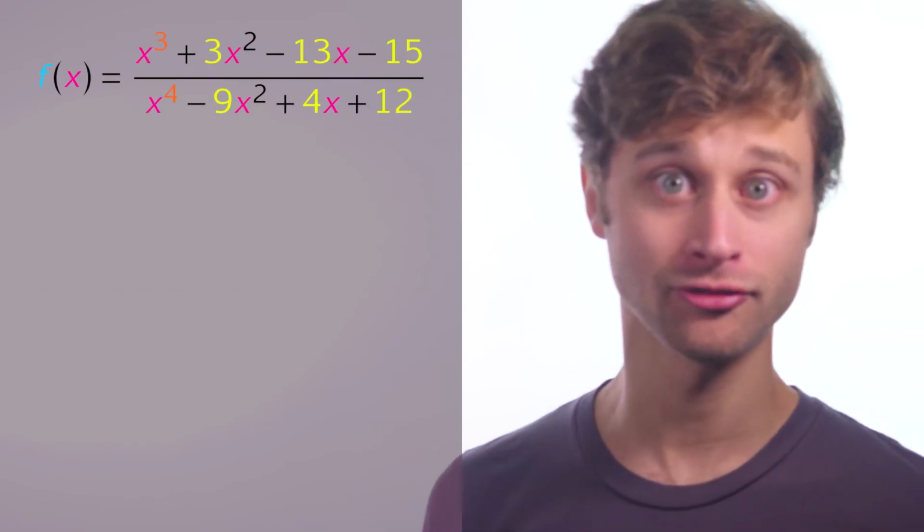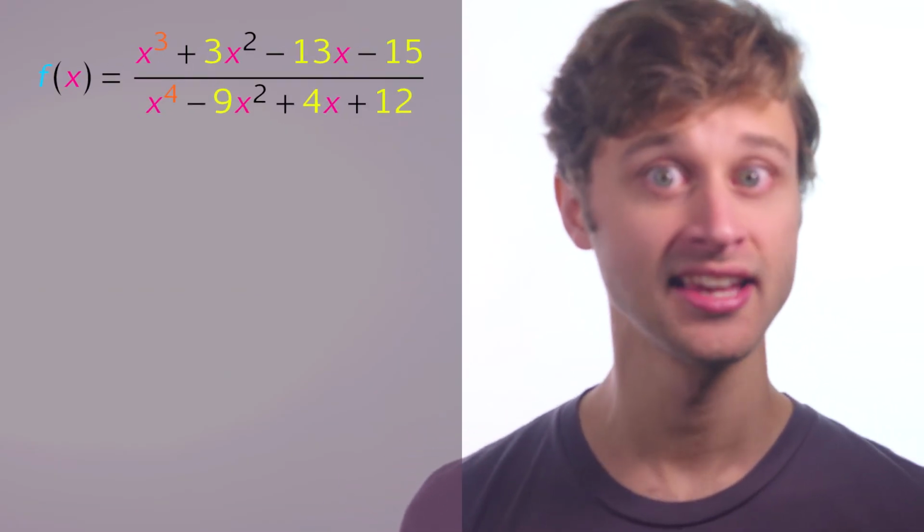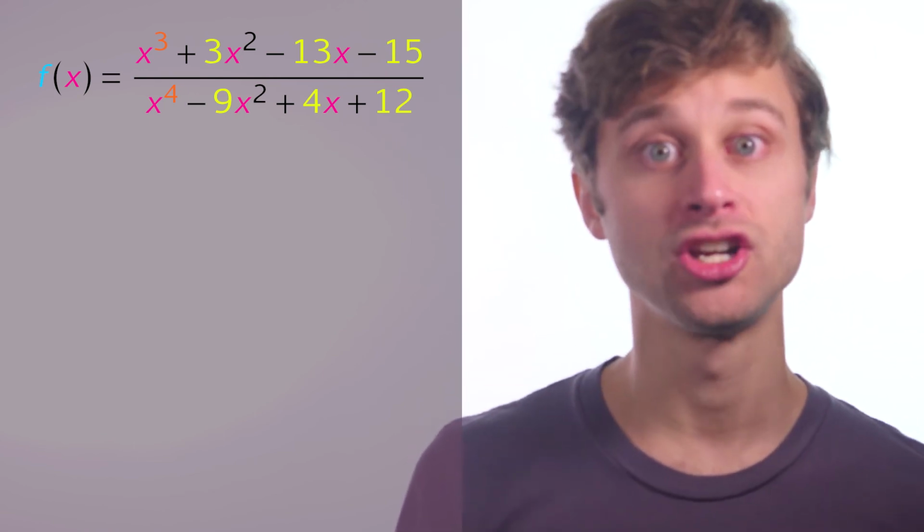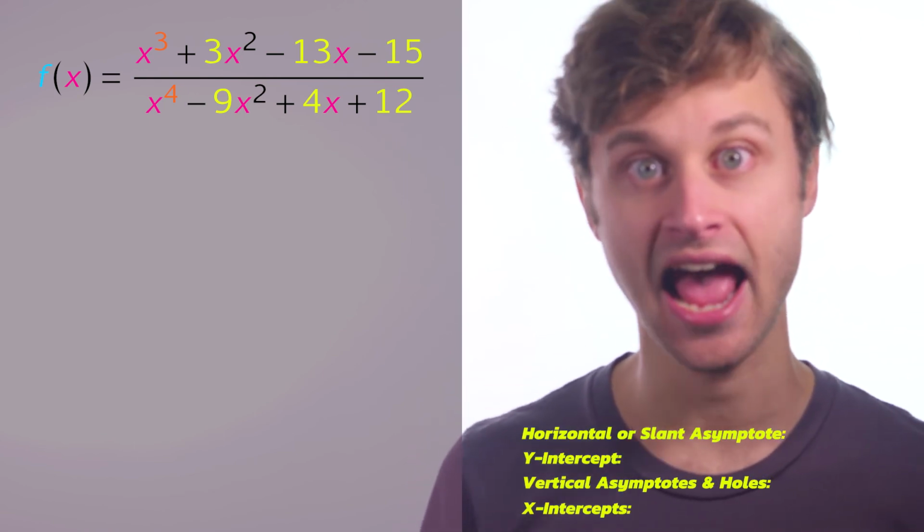Hey everyone, and welcome to round 2 of rational functions. We're going to try to graph this rational function and find all of its special points and asymptotes. So let's just jump right into it. The first thing I want to do is find my horizontal and slant asymptotes.